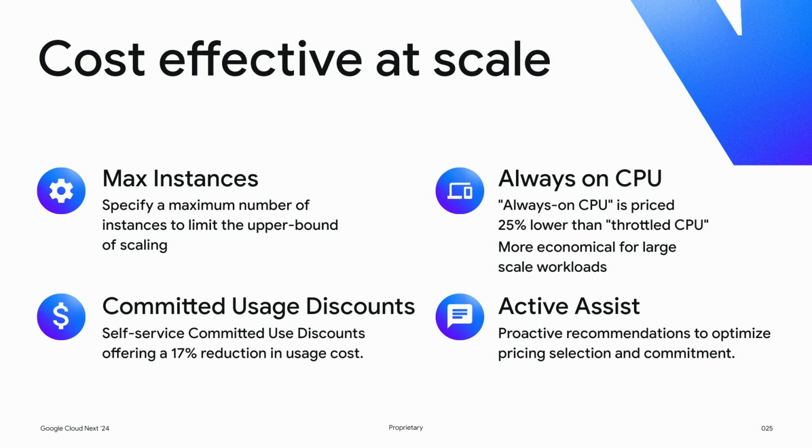For all of your larger workloads, we recommend that you use always-on CPU. It's priced 25% lower than throttle CPU. It's much more economical for your large-scale workloads.